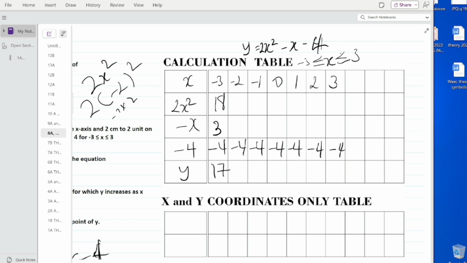We have minus 2 times minus 2. Minus times minus is plus. 2 times 2 is 4. So minus 2 squared is 4. That's 4 times the initial 2 will give you 8. So the value for this is 8.